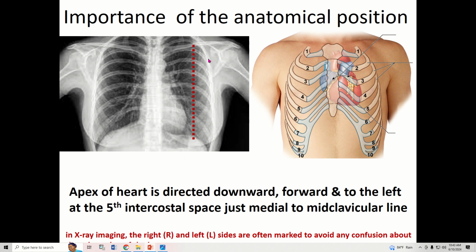This is a chest X-ray, and it is marked with the right side and left side. But without the marking, you can easily identify the right side and left side of the chest X-ray by using your anatomical position knowledge. The apex of the heart is directed downward, forward and to the left. So this is the apex, directed toward the left side. So this is the left side of the chest X-ray, and this is the right side.